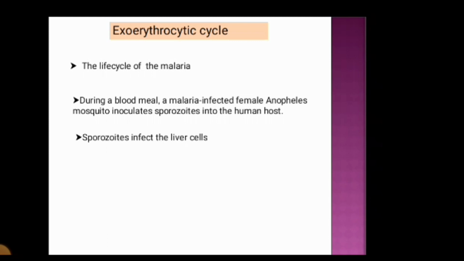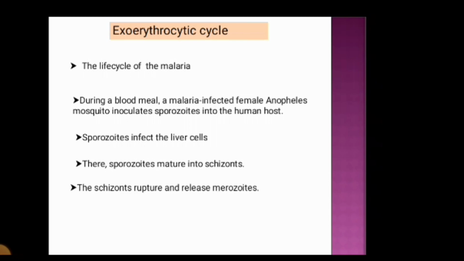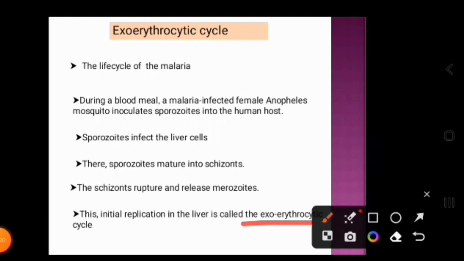Then the sporozoites infect the liver cells. Once it infects the liver cells, the sporozoites mature into schizont, and the schizont ruptures and releases merozoites. These all are asexual reproduction. And this initial replication, that is the asexual stages, in the liver is called the exoerythrocytic cycle.